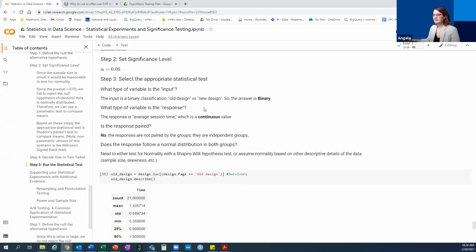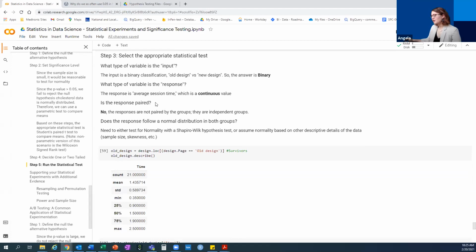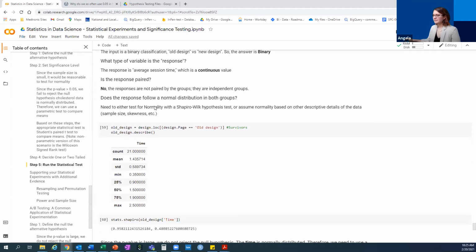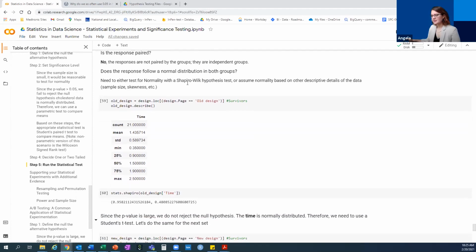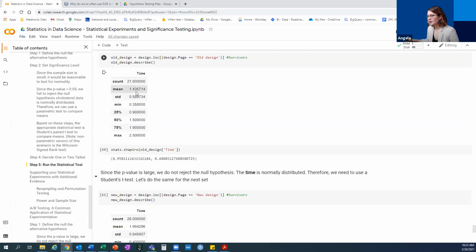The variable type of the response is continuous because we're dealing with that session time variable. Is the response paired? No, they are not, because the subjects are different between the two groups. They're independent groups. Are the session times normally distributed in both groups? Let's take a look. Mean and median are somewhat close, but you've got to consider the full range of the data set. Close is a relative term, right? So 0.07 difference, that might actually be a meaningful skew in this case. Let's look at the min to the mean and the max to the mean. There does seem to be some slight skew, potentially.